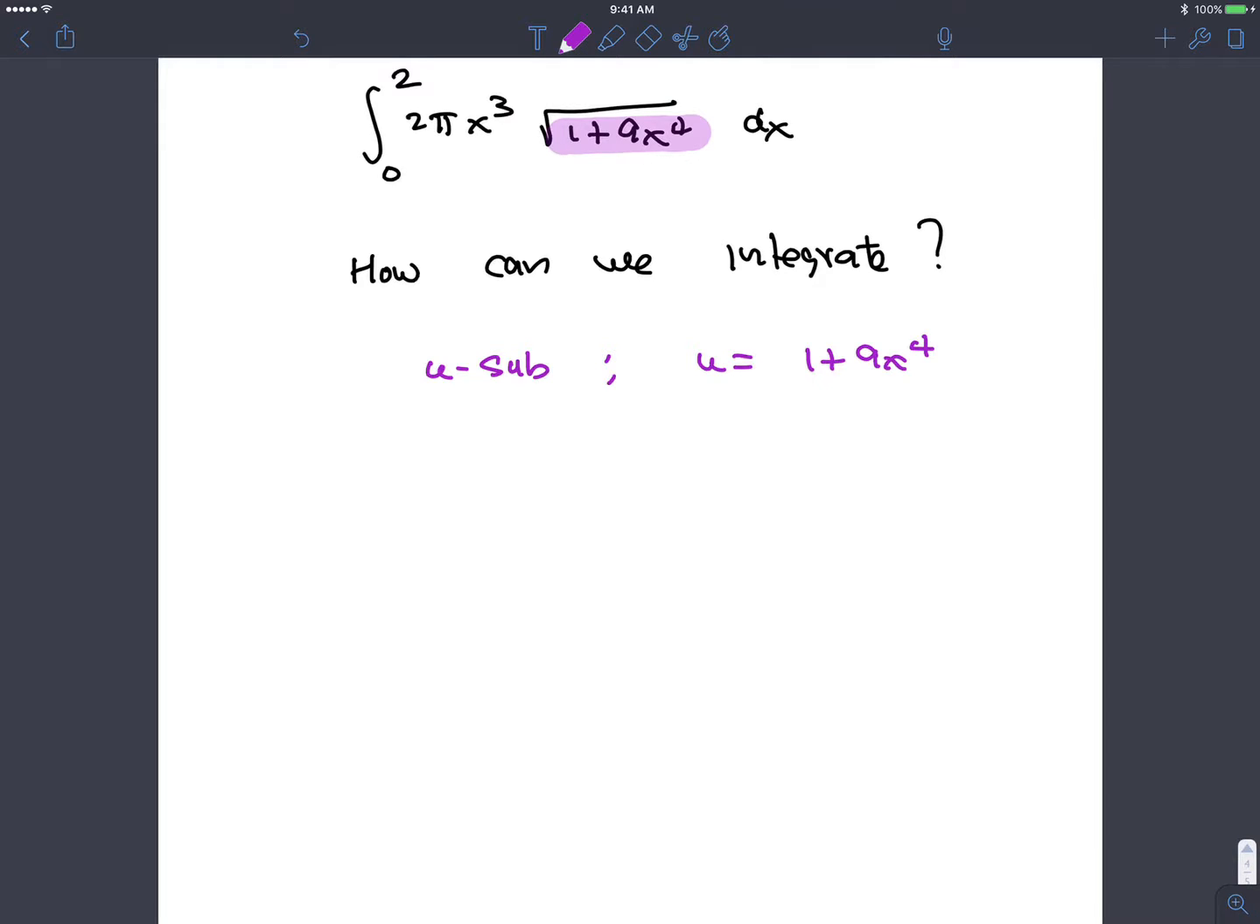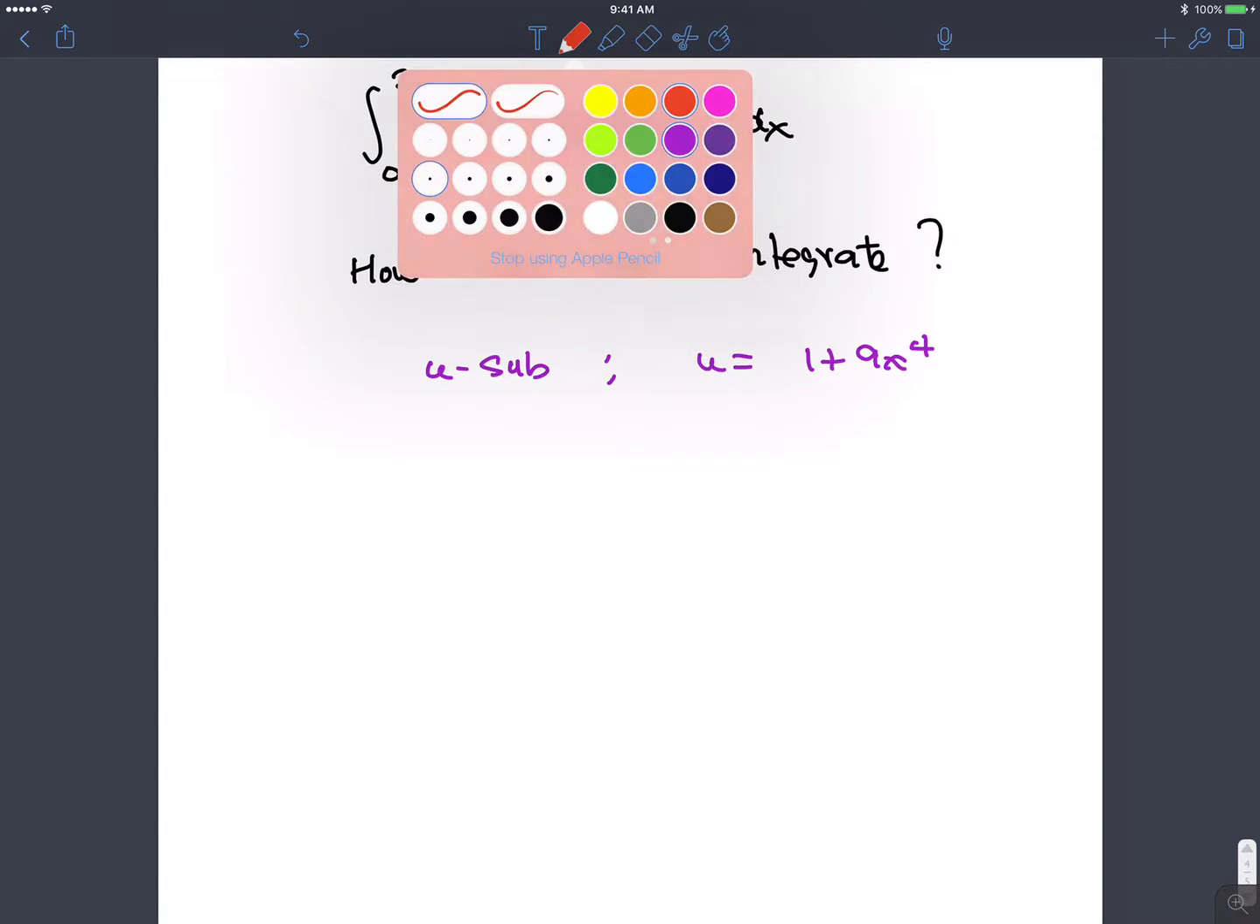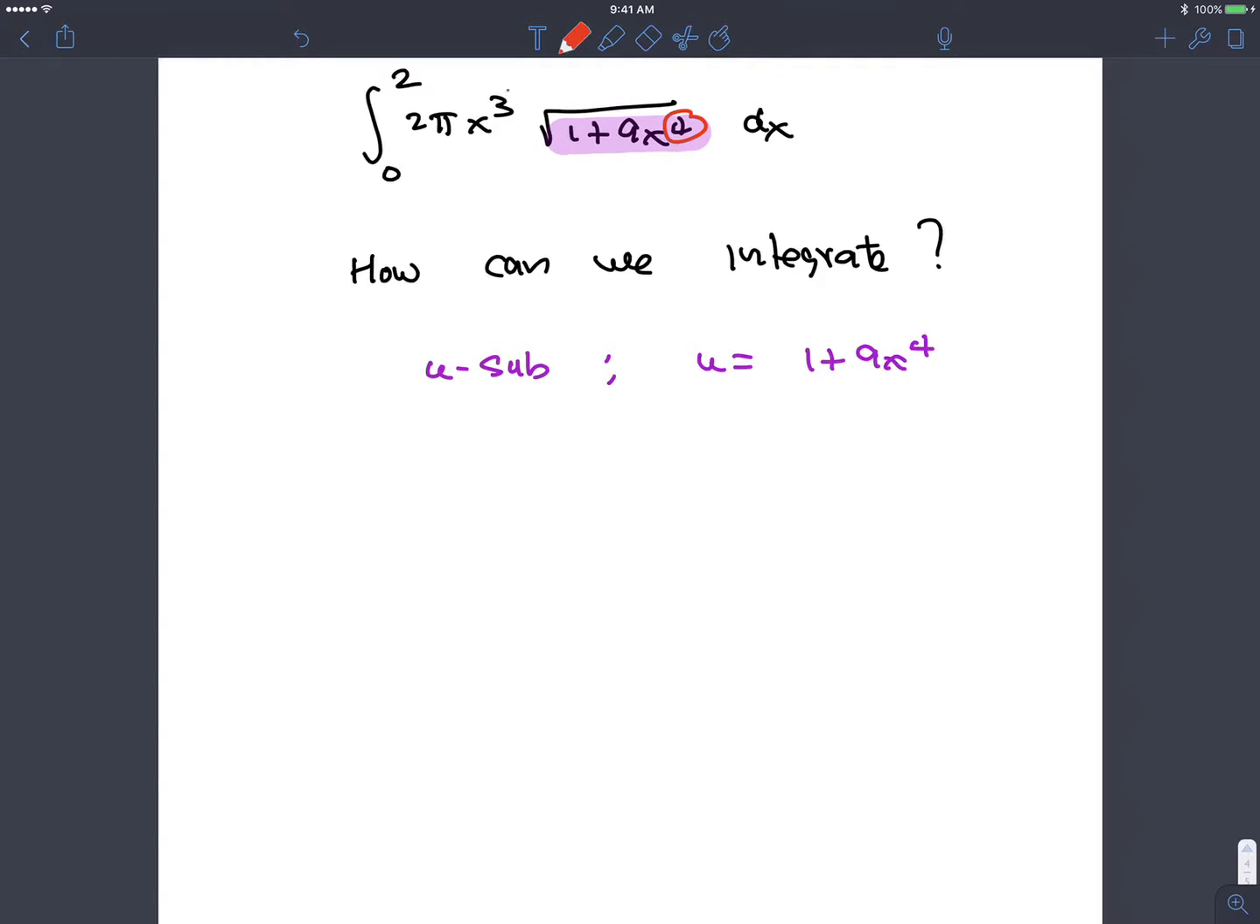Anybody? What's the real tip-off that this is a u sub situation? Go look at the power here. This is a 4th power, and that's a 3rd power. So when you have that 4th power and that 3rd power, this is your tip-off for a u sub.